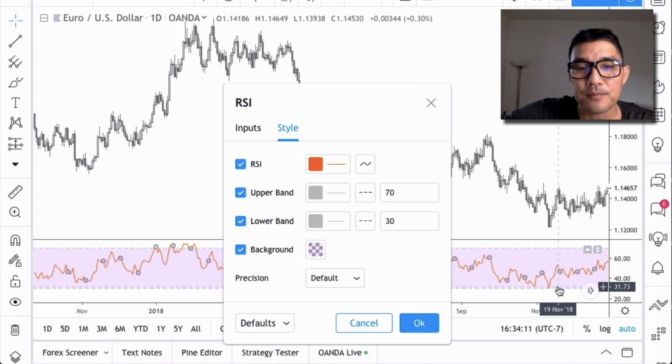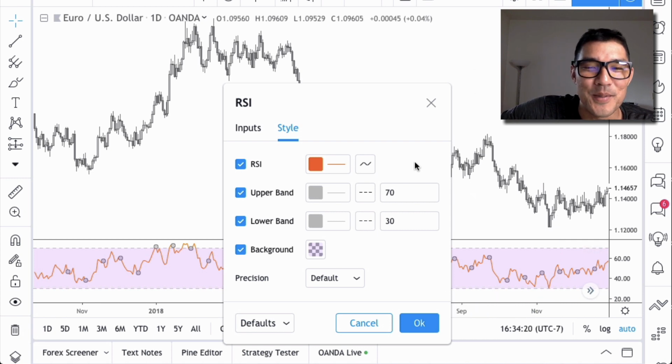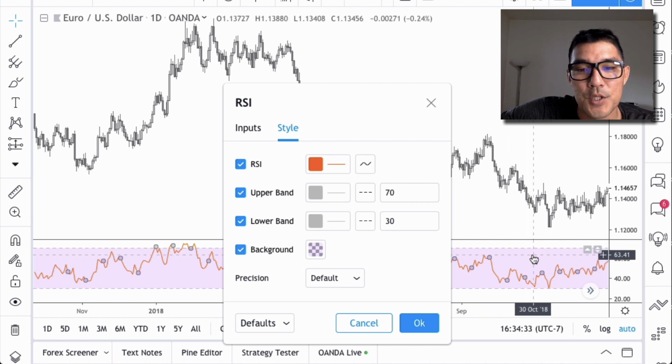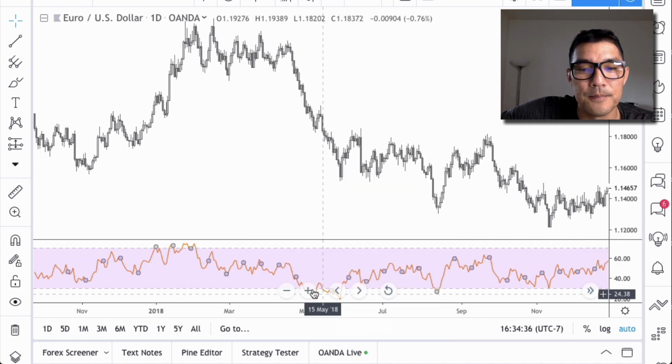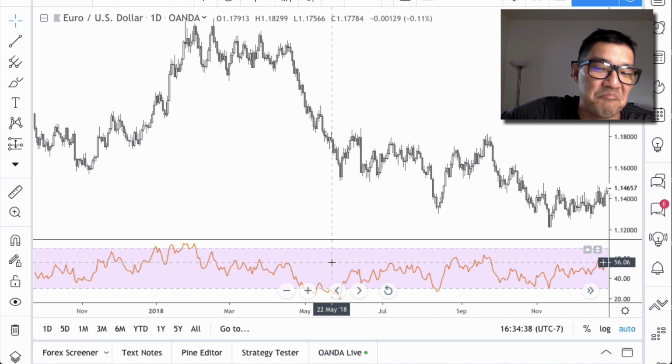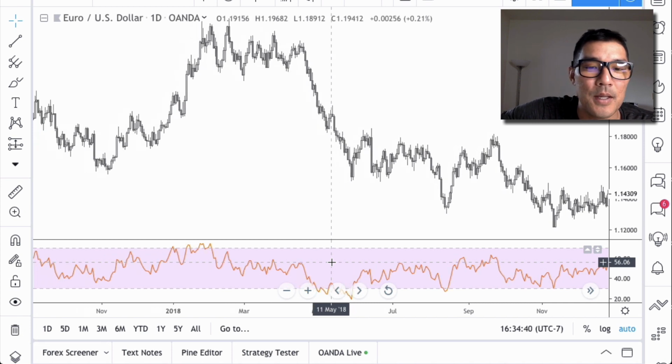However, if you want to filter out a lot of false signals, at least that's the theory, you could raise this to 80 and lower this to 20, and that would ensure that you're looking at more extreme price action on the RSI. And that's basically what it is. TradingView does a nice job of shading the inside of the indicator here. Some charting platforms do that, some don't, but it doesn't really matter if it's shaded or not.